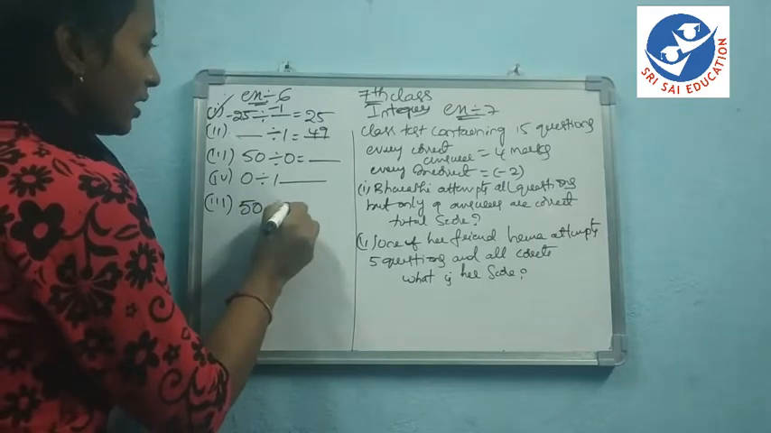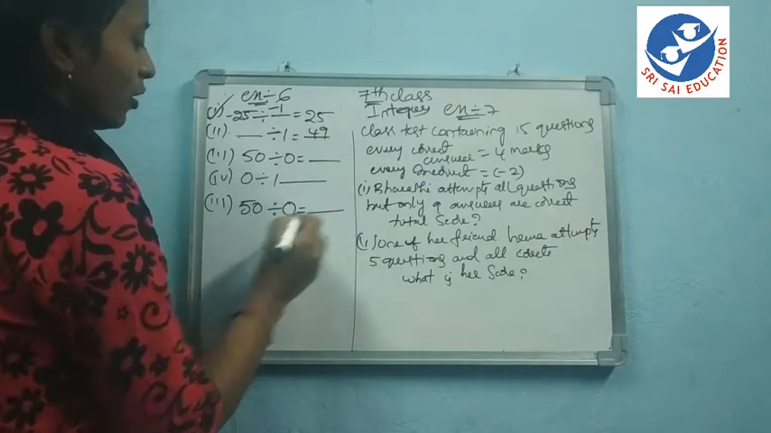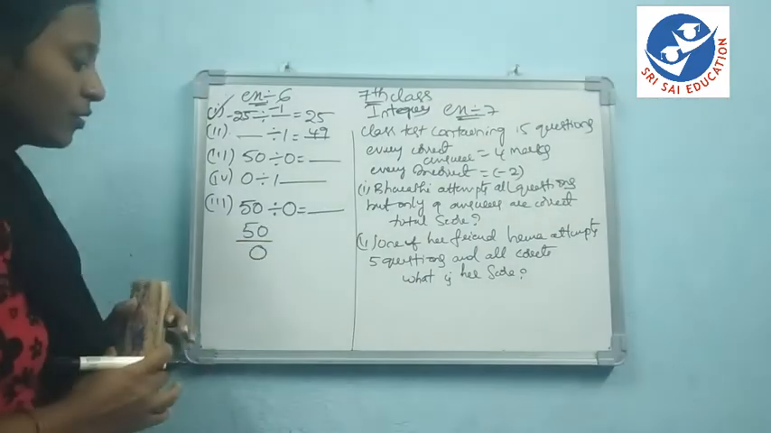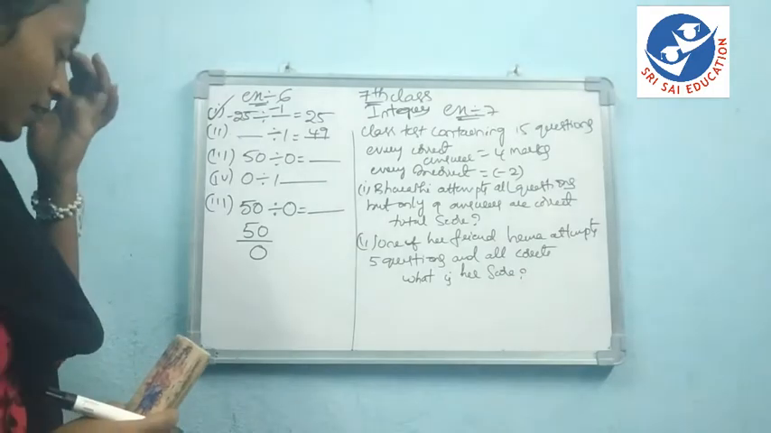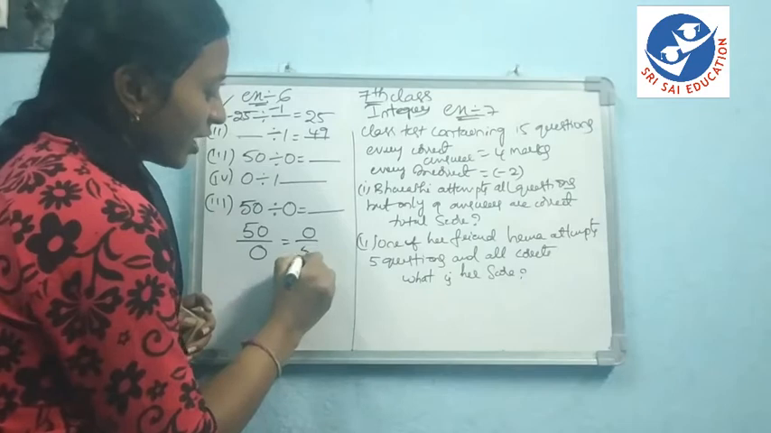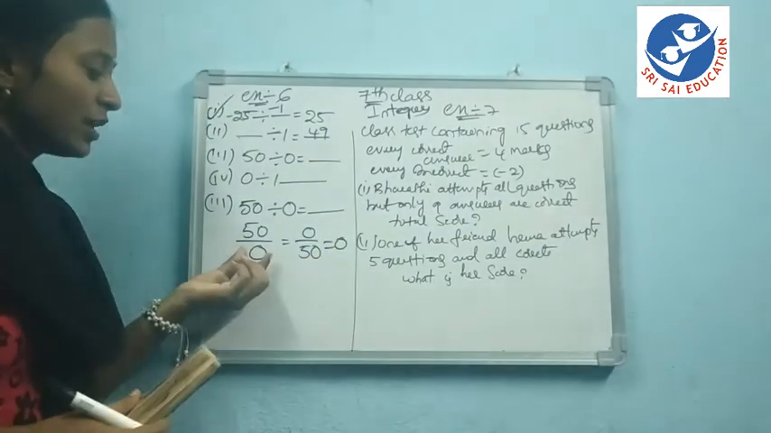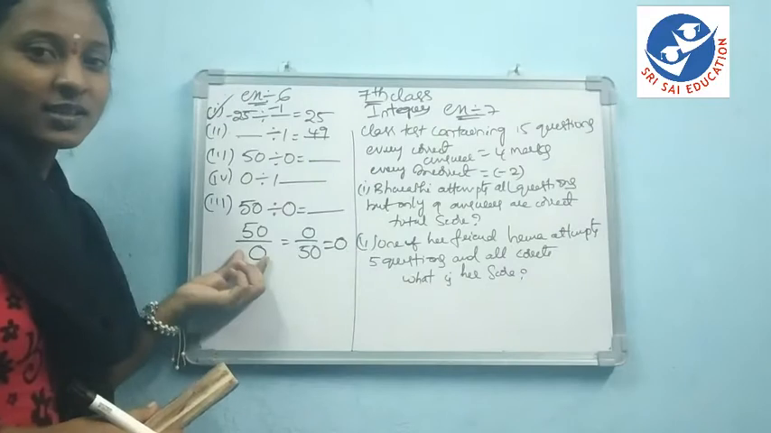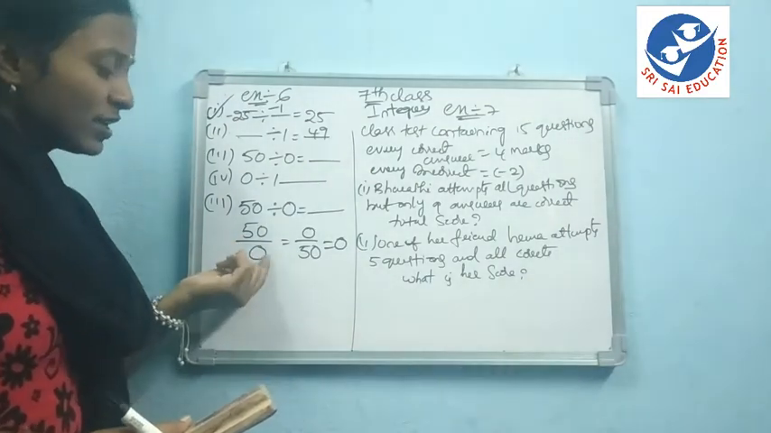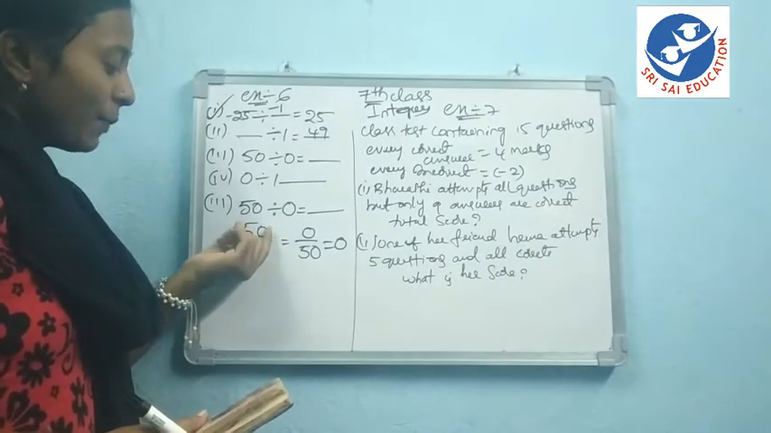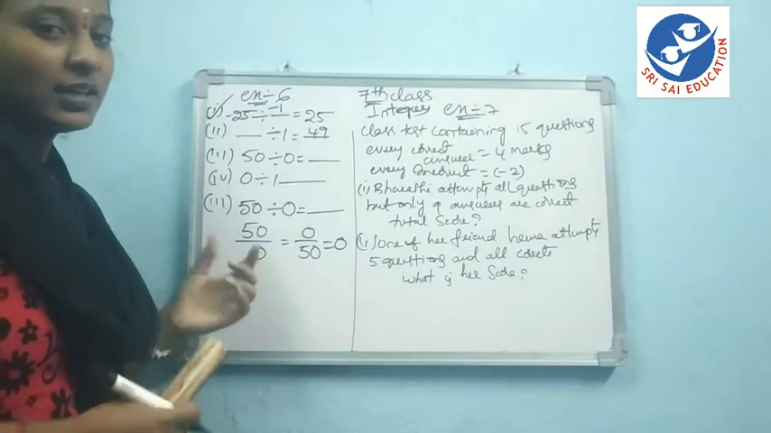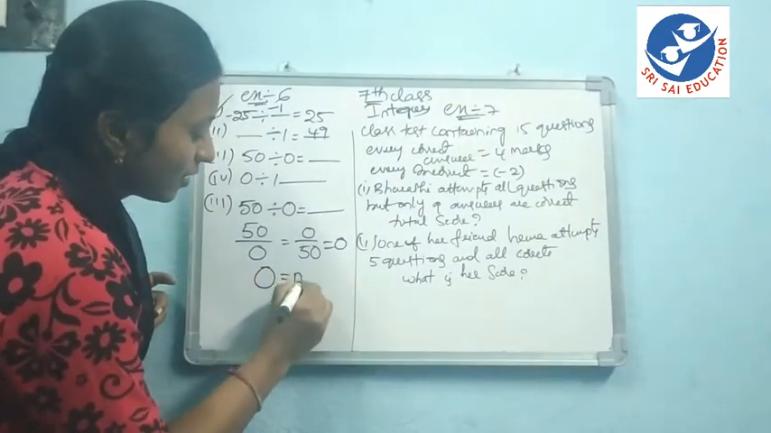50 divided by 0 equal to how much? 50 divided by 0. This means not defined. 0 by 50 equal to 0. But 0 is not a value. So 50 by 0, we don't know this value. How can we multiply this number? So 0 is the not value. It is taken as null.